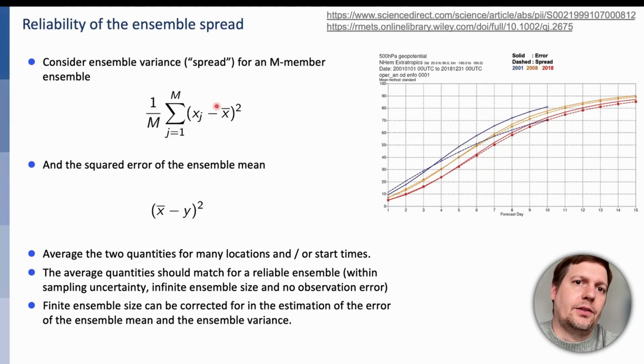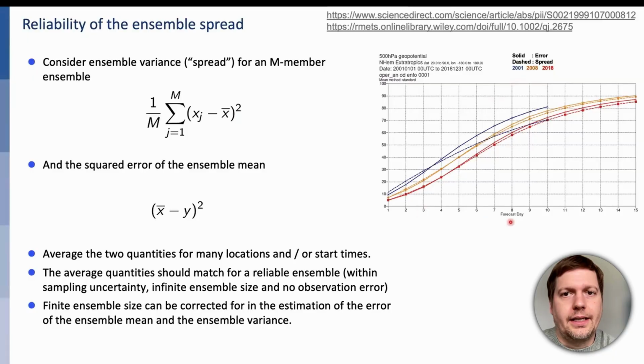One important aspect of ensemble forecasts is the reliability, or here the reliability of the ensemble spread. So if we consider the ensemble variance and the squared error of the ensemble mean, then if we average these two quantities over many locations and/or start times, on average they should match for a reliable ensemble, within sampling uncertainty. The assumption here is an infinite ensemble size and no observation error. But actually, for finite ensembles, we can compute corrections for both these quantities.